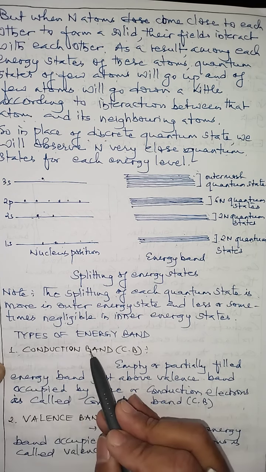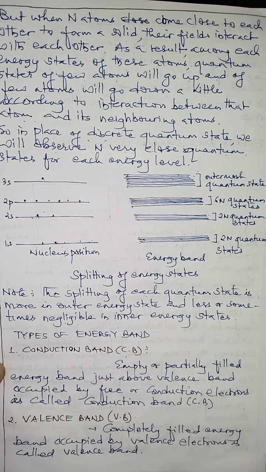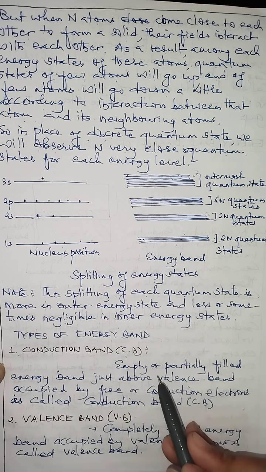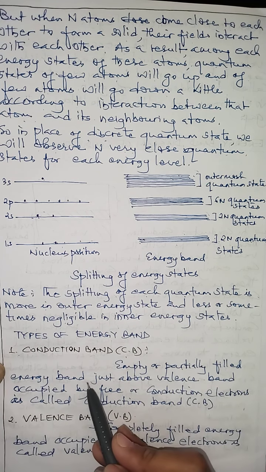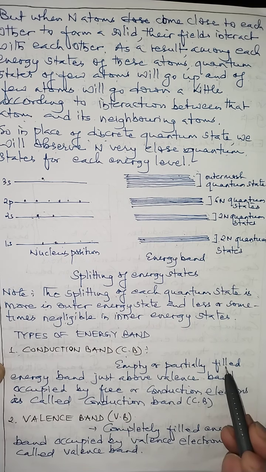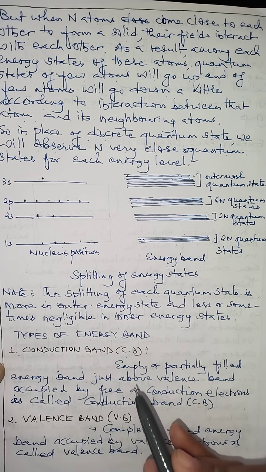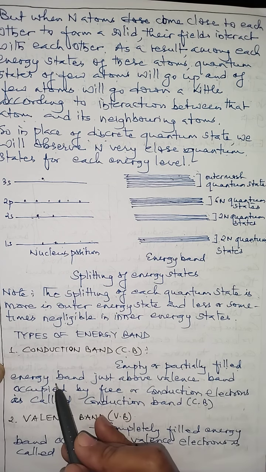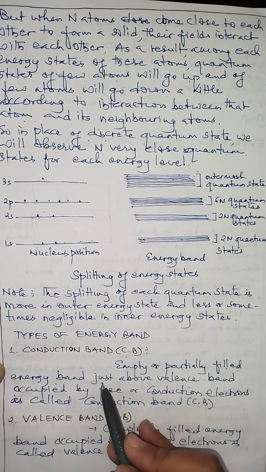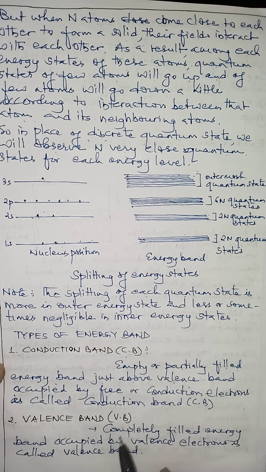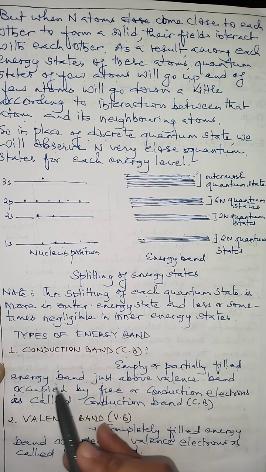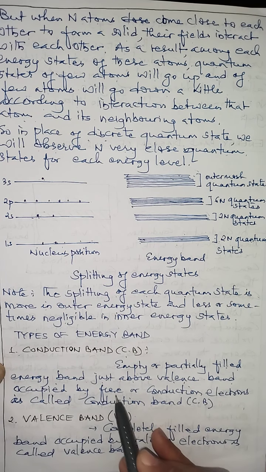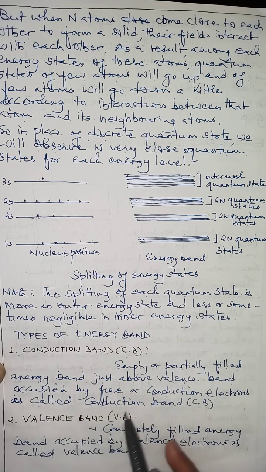One is called the conduction band, which is marked by the letters CB. The conduction band is basically an empty, or it can be a partially filled, energy band. It will be an empty band in the case of an insulator, and it will be a partially filled energy band in the case of a conductor, just above the valence band. So an empty or partially filled energy band just above the valence band, occupied by free electrons or conduction electrons, is called the conduction band.